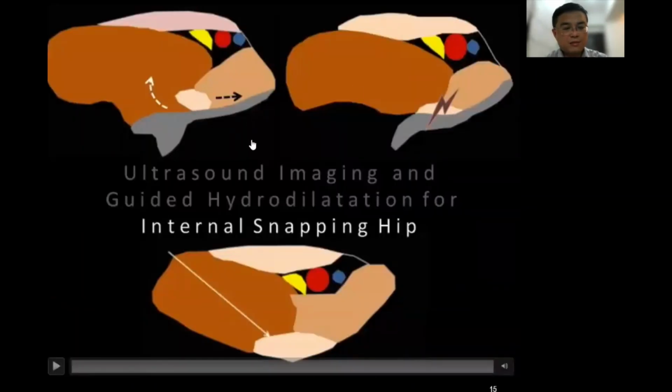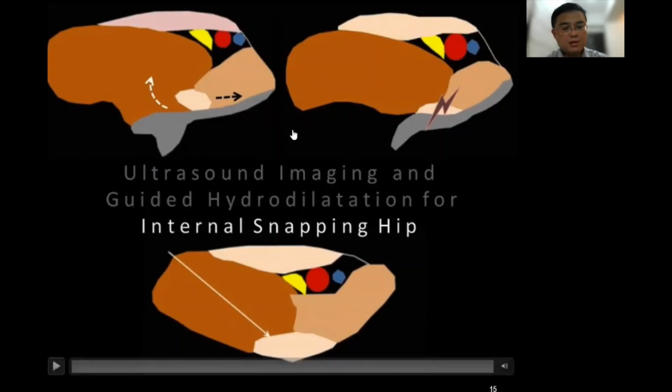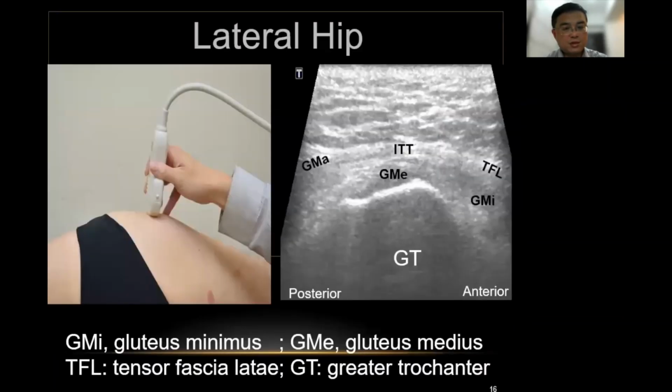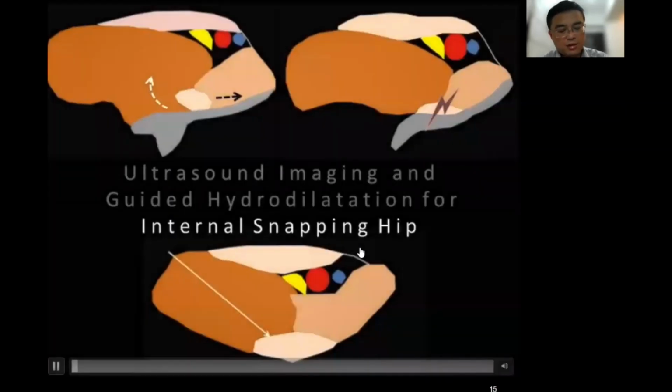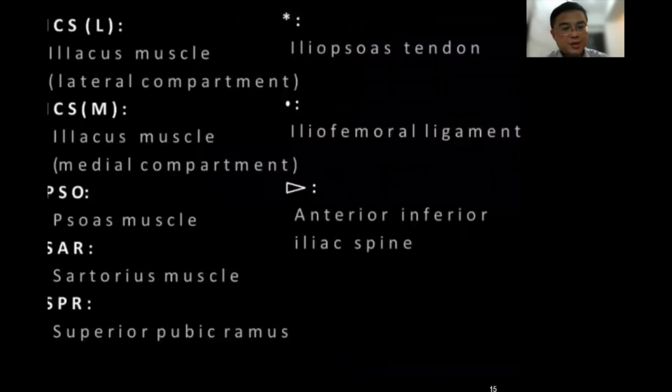And in patients with a snapping hip, there are 2 types. One is the internal snapping hip, the other is the external snapping hip. Internal snapping hip means the snapping originated from the anterior hip joint. Okay, sorry. So here let's look at the video to see how the snapping happened.